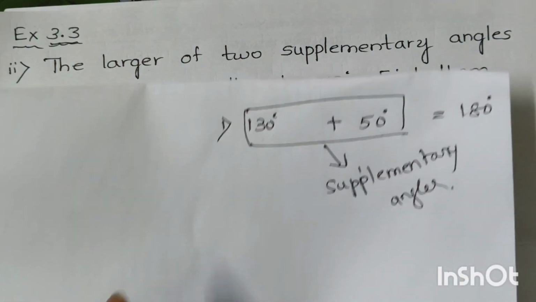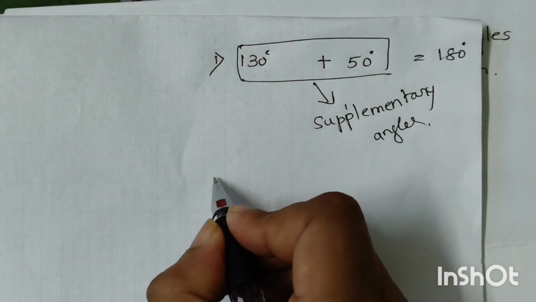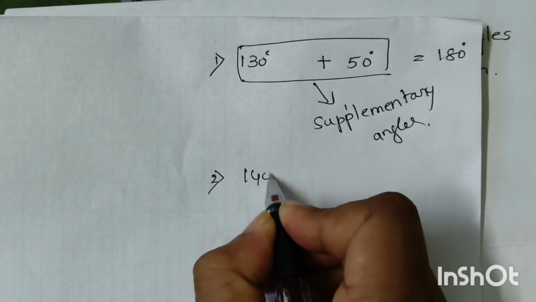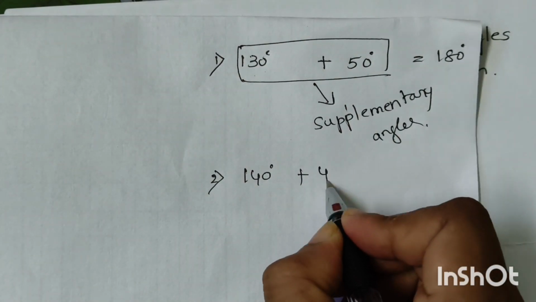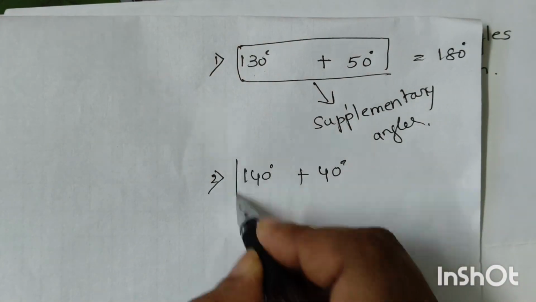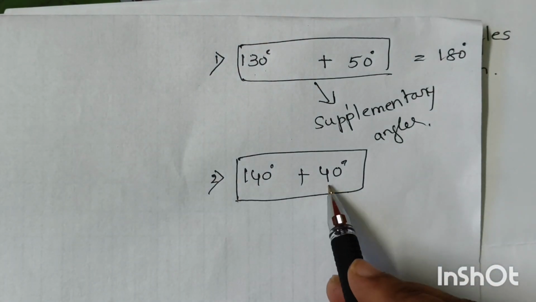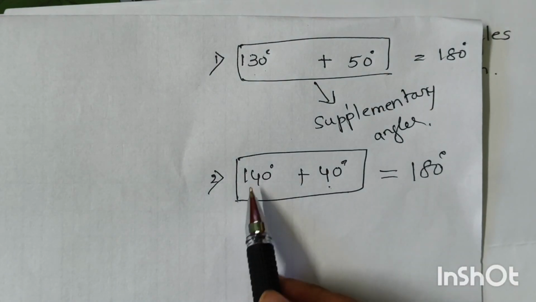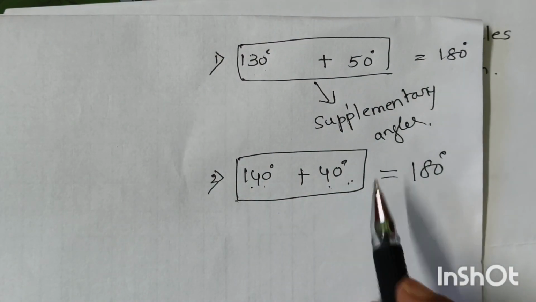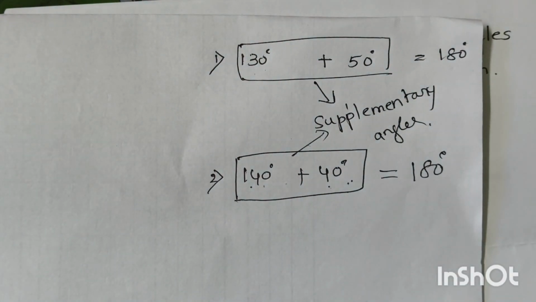Can you give the other example? For 140 degree, which is the supplementary angle? 40 degree. Because for 140 degree, if I add 40 degree, then it will become 180 degree. Therefore, these two angles are called supplementary angles. Right?